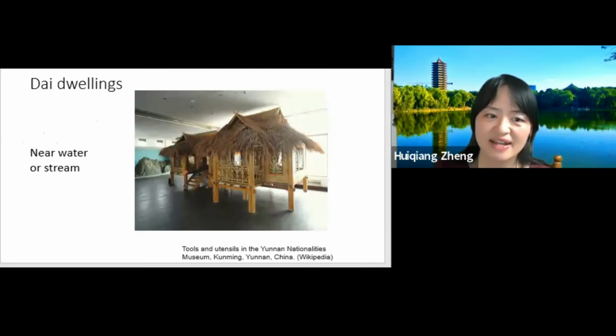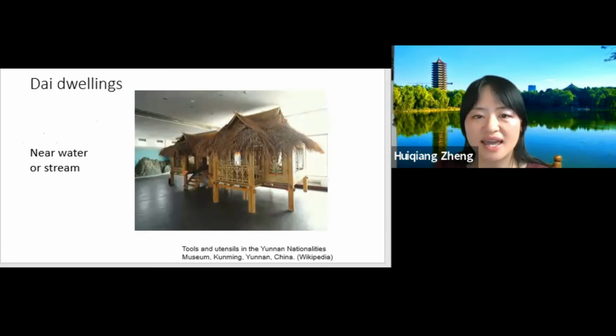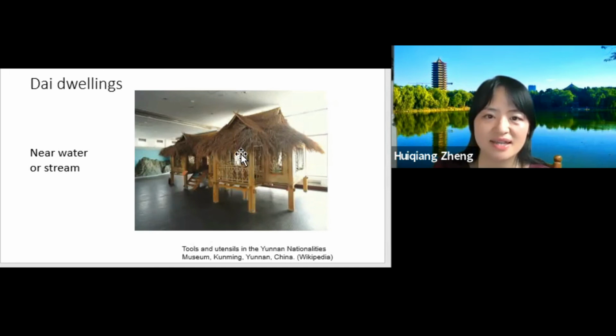The traditional Dai villages are mainly located in areas near bamboo forests, rivers, and streams. Dai homes are usually built on stilts and are usually square in shape. You can see from this picture. A few houses are two stories, with the upper story for living space and the bottom floor used for storage. The bottom floor often does not have walls.